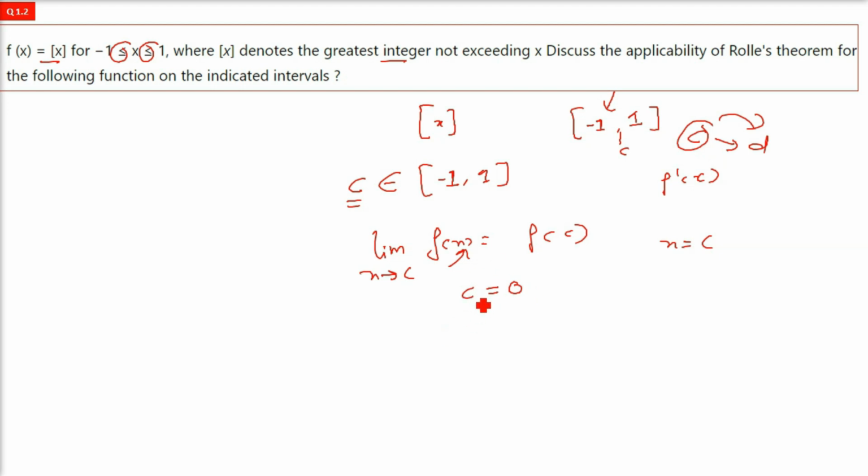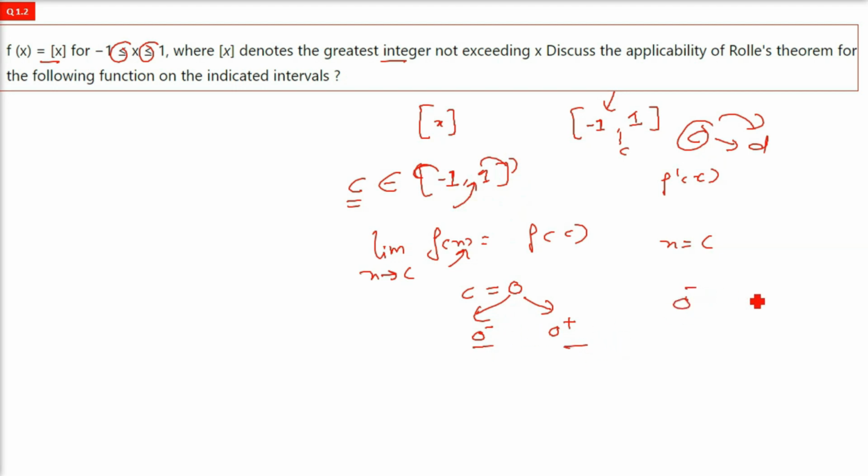When you put c equals 0, c lies between -1 and 1, it will be 0. But this will not happen, because you have to check 0 minus and 0 plus, that is the left hand limit and right hand limit. As I said, for the greatest integer function, we should give a value that is not an integer. Means you should not insert any integer. So this 0 minus and 0 plus is the left hand limit and right hand limit.